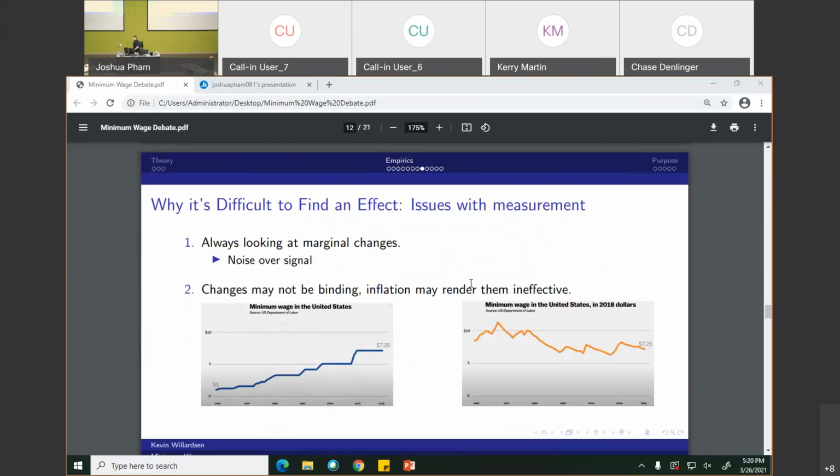So let's talk for a second about why it might be difficult. That's not to say that there aren't papers that say, oh, we find no effect, but there's a reason it might be difficult to find an effect from a minimum wage. The first is you're always looking at marginal changes, right? We never go from 0 to $15. We always go from $7.75 to $7.50, or from $6.48 to $6.92, right?